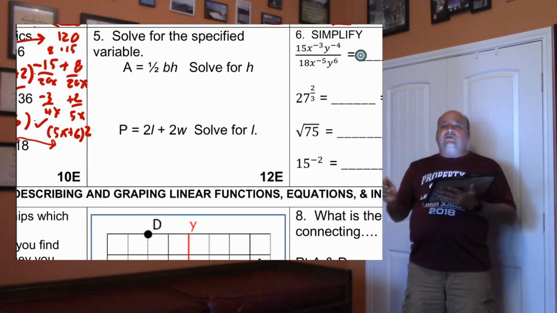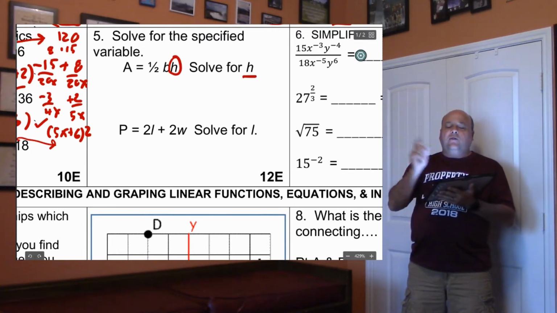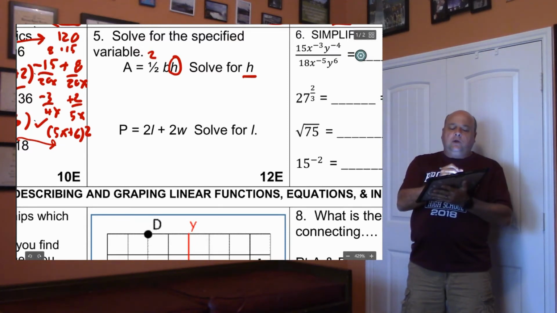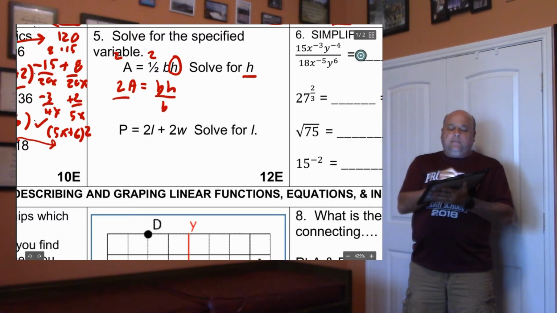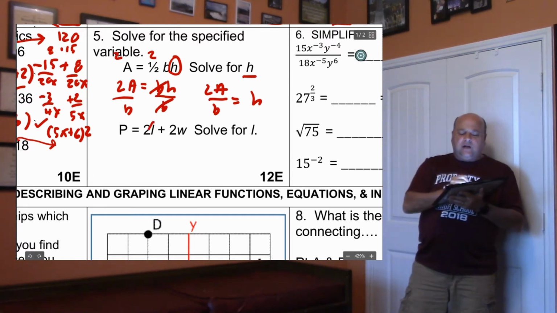Number 5, I'm going to solve the first one for you. We're going to solve for h. So we got to get rid of the 1/2 and the b. So we're going to multiply both sides by 2, and then just divide by b. And ding, ding, ding, that's it. 2a over b equals h. It's easy.